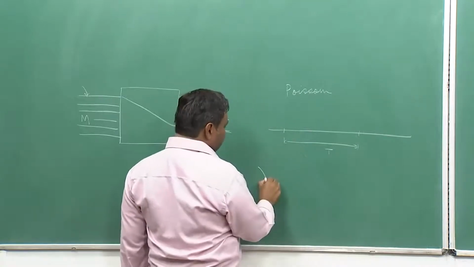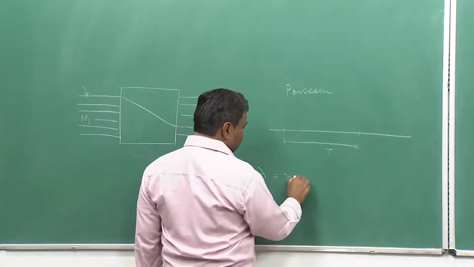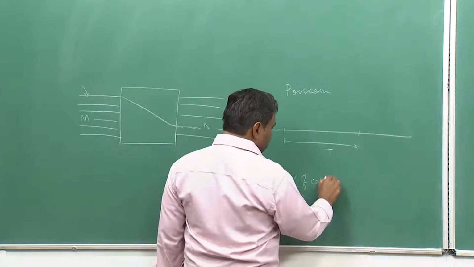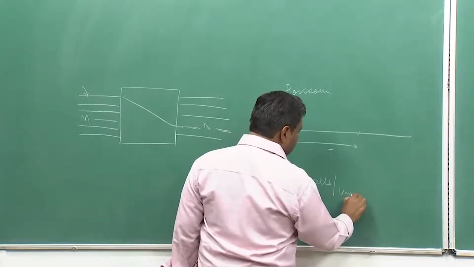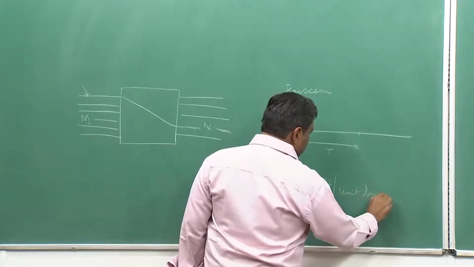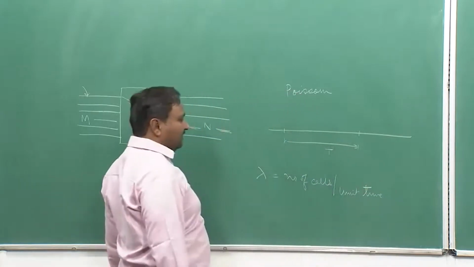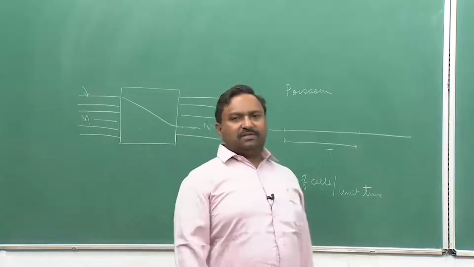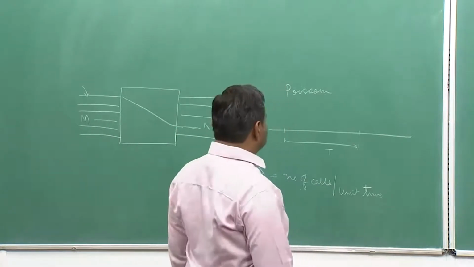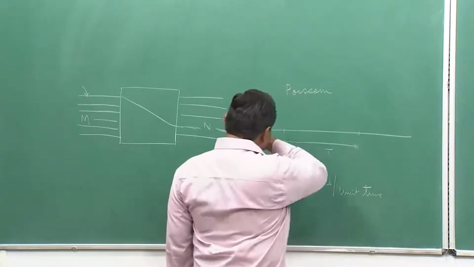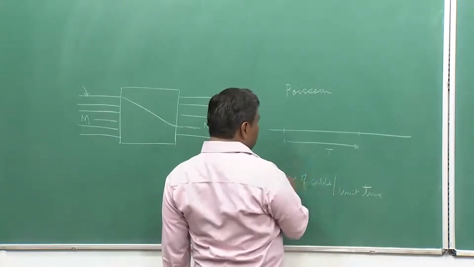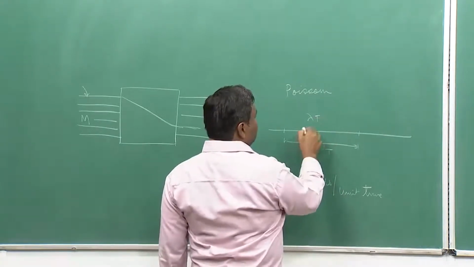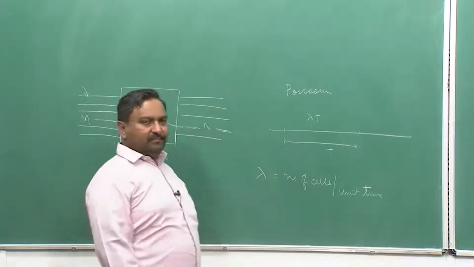So we define something called lambda, which is the number of calls per unit time. We call it the call arrival rate, or arrival rate. This technique is also used for packet switching systems. So in time t, lambda times t calls will be arriving on average.